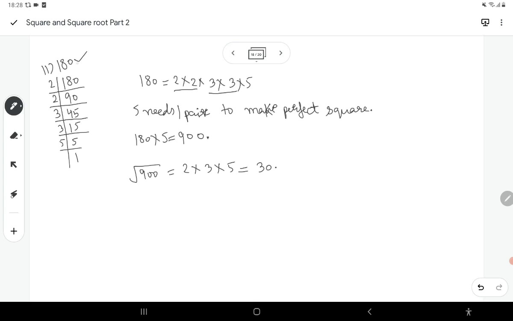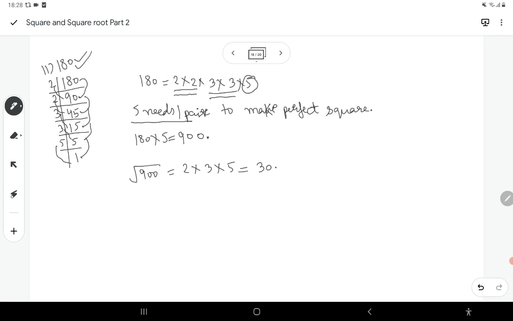Next part is 180. So 2 90s are 180, 2 45s are 90, 3 15s are 45, 3 5s are 15, and 5 1s are 5. So let's see which numbers form a pair and which do not. So 180 comes out to be 2 into 2 1 pair, 3 into 3 1 pair, and 5 remains alone.